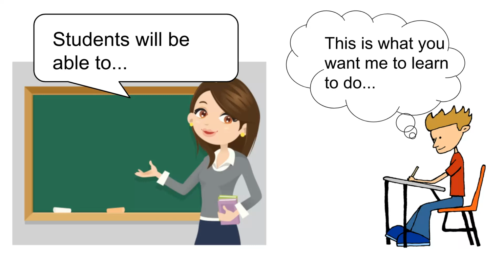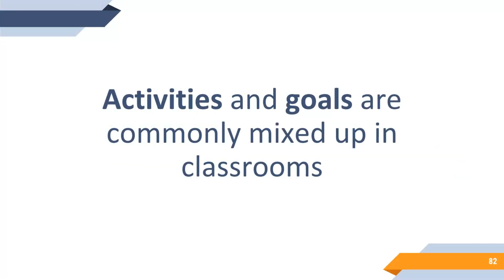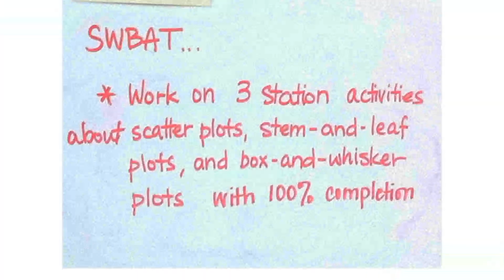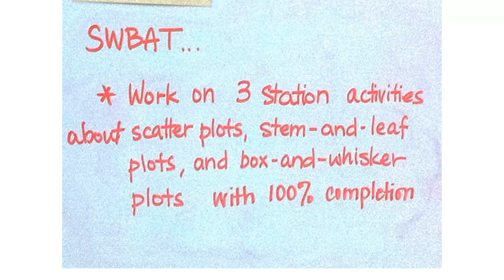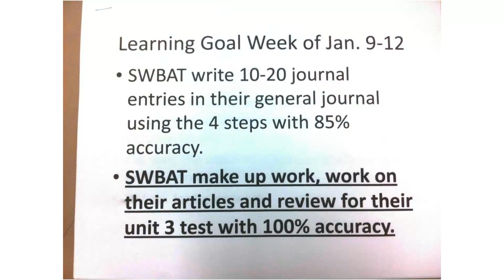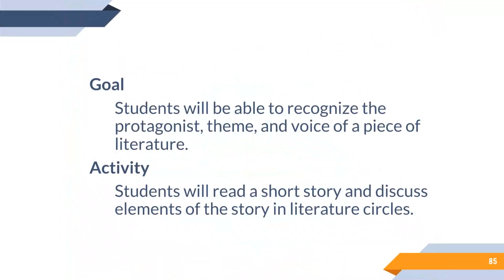The bonus here is that students can see the big picture of a unit rather than a daily task. Despite knowing what a learning goal is, activities and goals are commonly mixed up. It might look like this, or this. You can use goals and activities to clarify what will be happening in class. In this case, the goal tells us what we want the students to know or understand or be able to do. This could be your we will statement. The activity, on the other hand, is what will students do to show that knowledge, and this could be your I will statement.